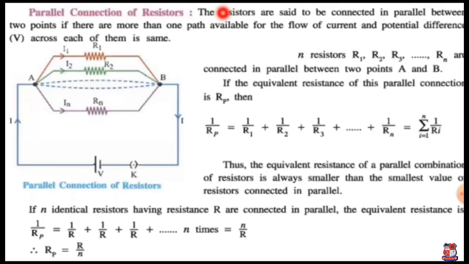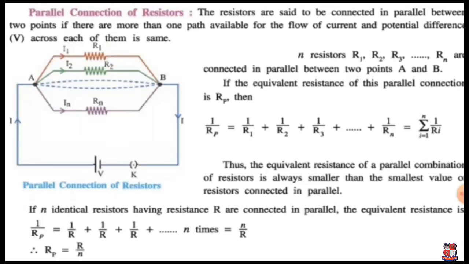So let's start with this article. Resistors are said to be connected in parallel between 2 points A and B, as shown in this figure, if there is more than one path available for the flow of current and the potential difference across each of them is the same. So in this case, the potential difference will be the same for each and every resistance, but the amount of electric current flowing through the individual resistances will be different.